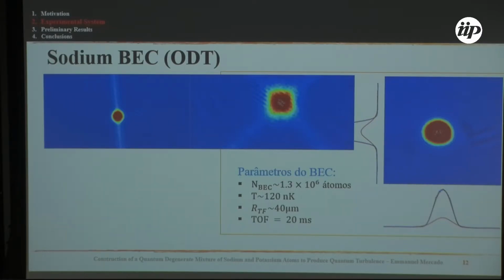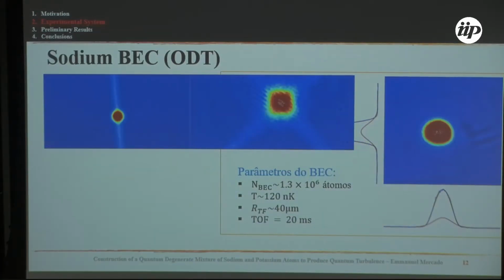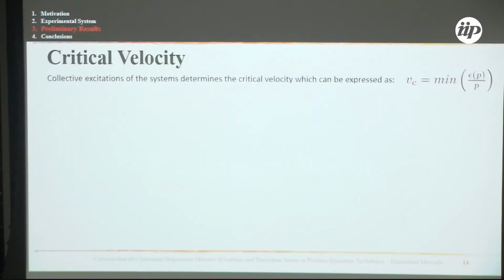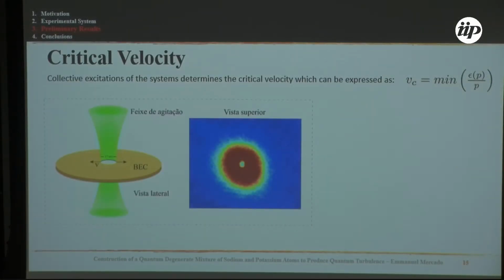So our thermal parity is very low, and we already have the sodium BEC in both traps, and we have also measured the critical temperature of the BEC, the superfluid. So we have our BEC in the optical dipole trap, and we focalize a blue-detuned beam at the center of the BEC. So we create a repulsive potential here, and we move this beam along the BEC.